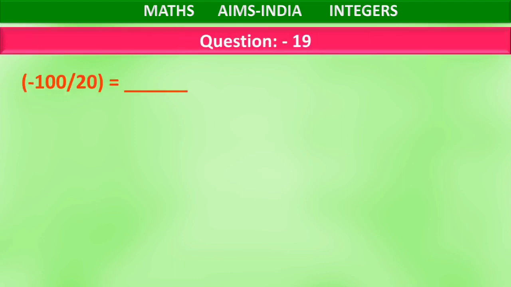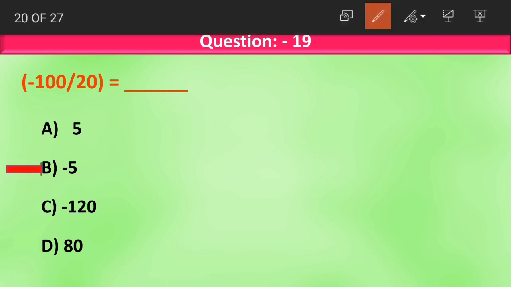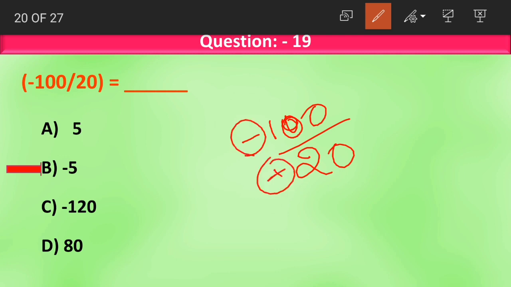Next, question number 19. Minus 100 divided by 20 is equal to dash. Option A 5, option B minus 5, option C minus 120, option D 80. What is the correct answer, class? Yes, very good. Option B, minus 5. See, the given question is minus 100 divided by 20. First let us solve the sign part. One is negative and the other is positive, so the final result will be negative, right?